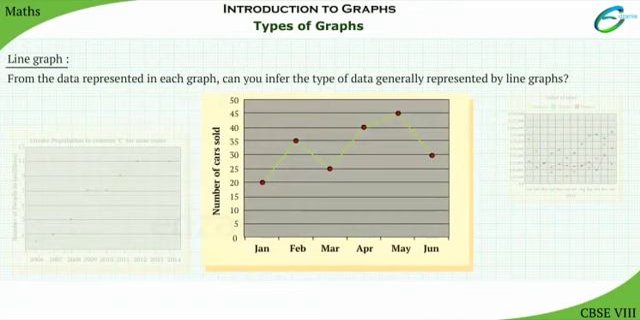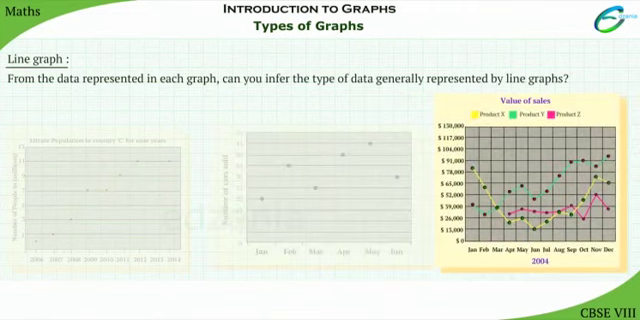The second graph shows the number of cars sold from January to June. In this graph, the trend reflects mixed results. For some months, the sale is high in comparison to the previous month. However, for some months, there is a decrease in the sale of the cars.